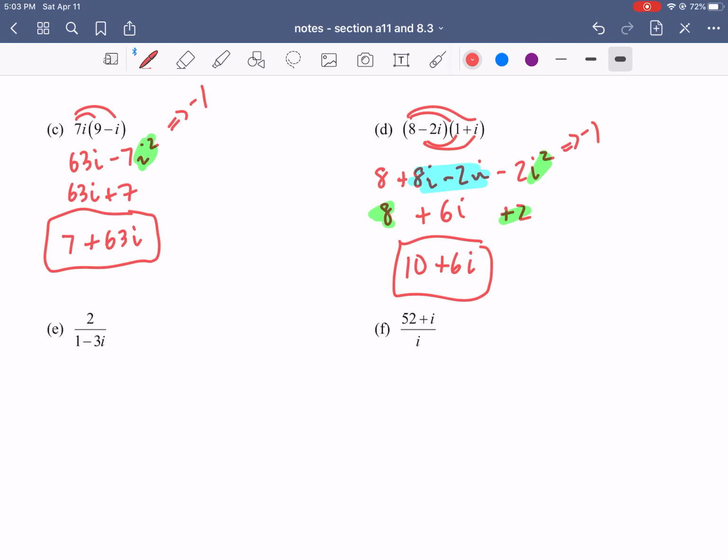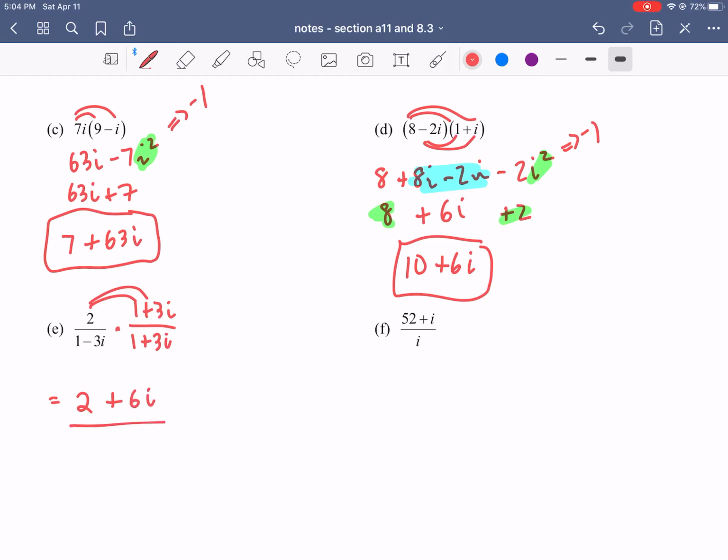Okay, E and F are going to be division problems, and so when we divide imaginary numbers, what we end up doing is making it into a multiplication problem by multiplying by the conjugate of the denominator. If I multiply by the conjugate of 1 minus 3i, that would be 1 plus 3i. And in the numerator, I'm just going to distribute. So 2 times 1 gives me 2, and 2 times 3i is going to give me 6i.